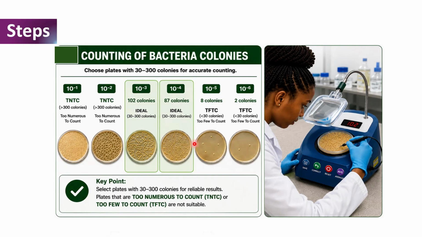And one key information that we have to note when counting our bacterial colonies to determine the colony forming unit per milliliter or the CFU per mL of a bacteria suspension, it is always best to choose plates with 30 to 300 colonies for accurate result. And plates that show colonies greater than 300 are reported as too numerous to count, or in short, TNTC. And plates with colonies less than 30 are reported to be too few to count, or in short, TFTC.